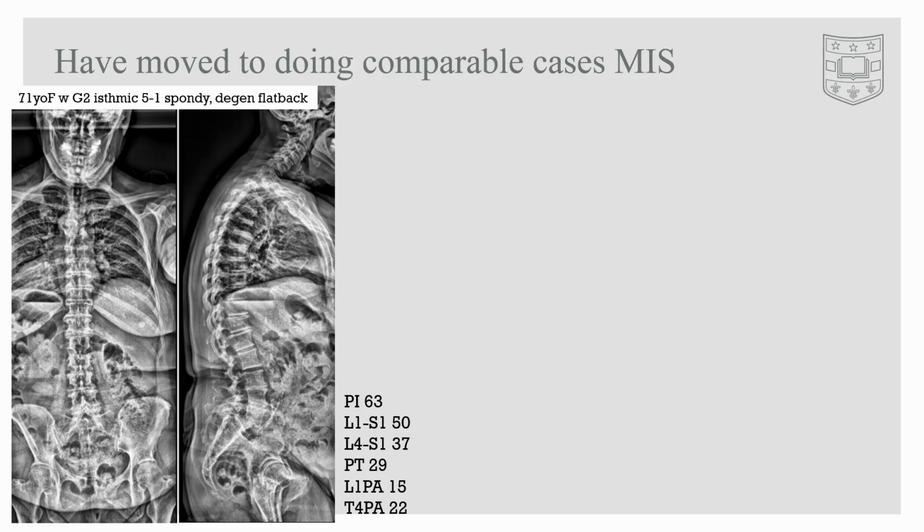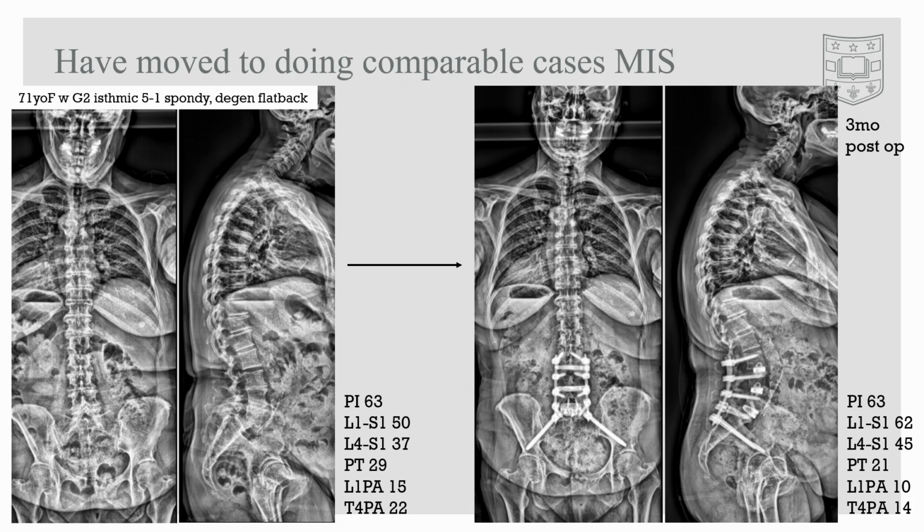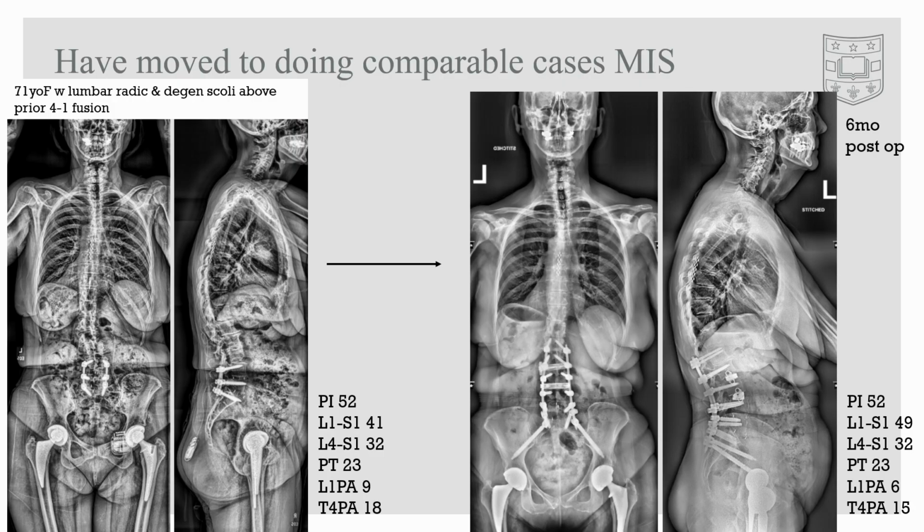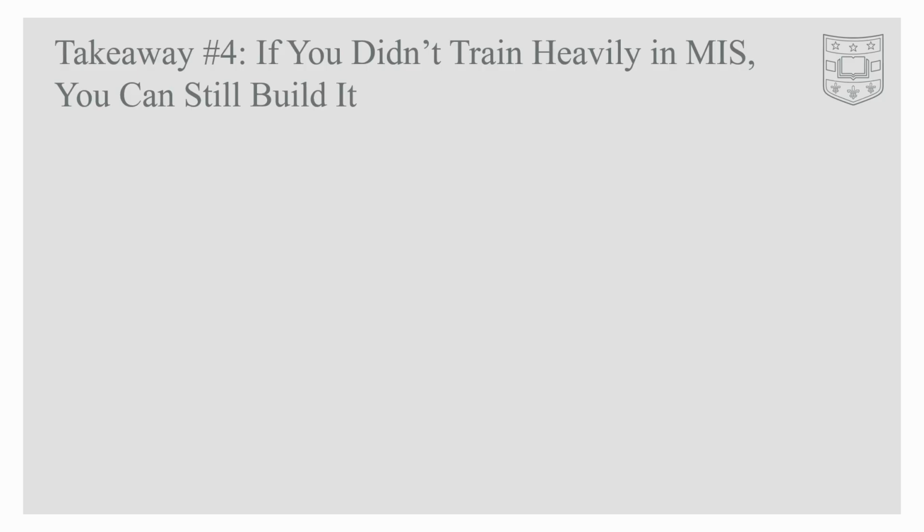So this is a 71-year-old female with grade 2 isthmic L5-S1 spondylolisthesis and degenerative flatback. We did this surgery all MIS, L5-S1 ALIF, and then a 2-level prone lateral and fusion L3 to the pelvis. She's now 3 months post-op and is doing very well. This is another case, also a 71-year-old female with scoliosis above a prior L4 to S1 fusion. We treated her with the all-MIS approach, L1 to pelvis fusion with 2 prone laterals, and she's also doing well. The final takeaway is that if you didn't train heavily in MIS, you can still build it.